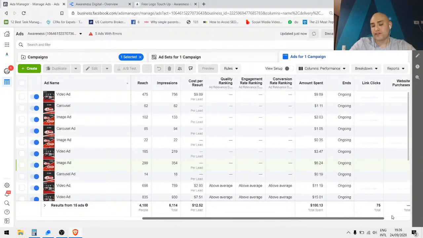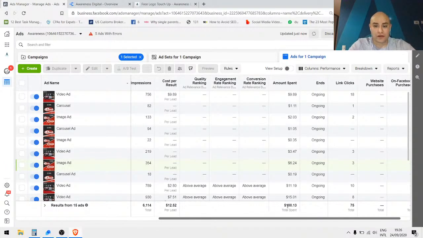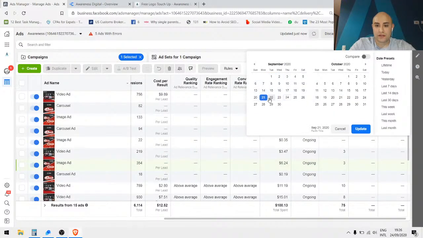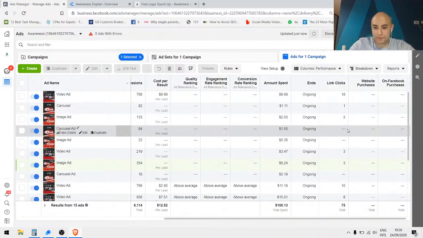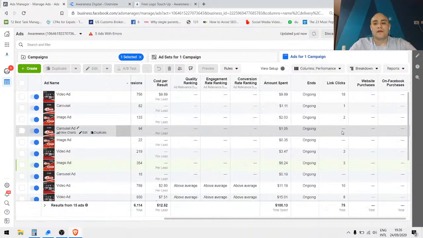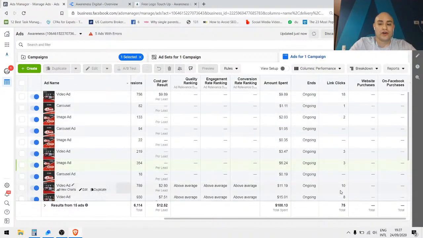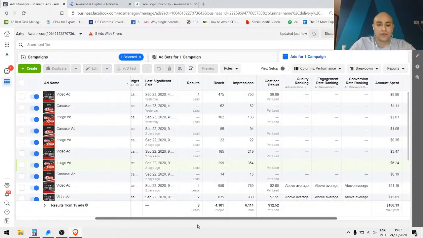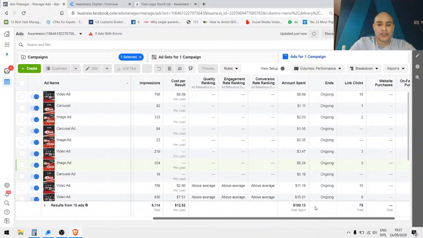So this whole time we've been talking, I don't know how many minutes we've been going, but I'm at $100.13, right? And that is from, let me change this, we started doing this, I think, on Tuesday until today. So we have 75 total link clicks going on with this type of stuff. We've achieved $100 ad spend, so you're monitoring all this type of stuff.